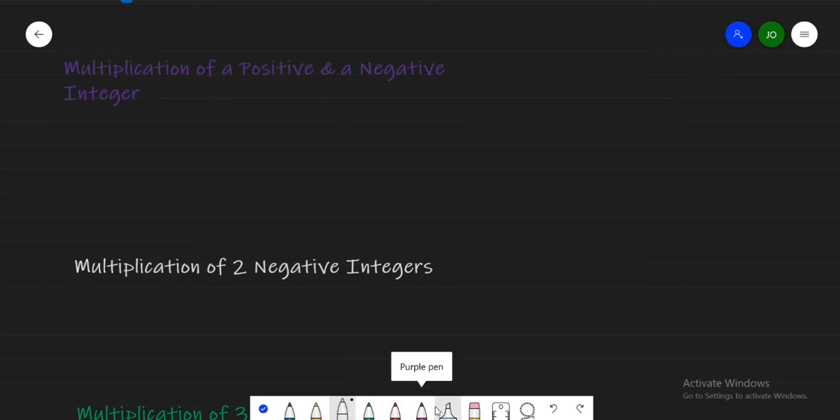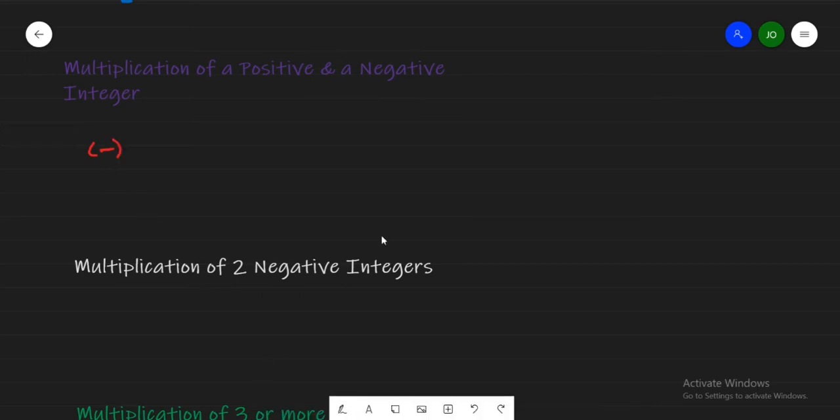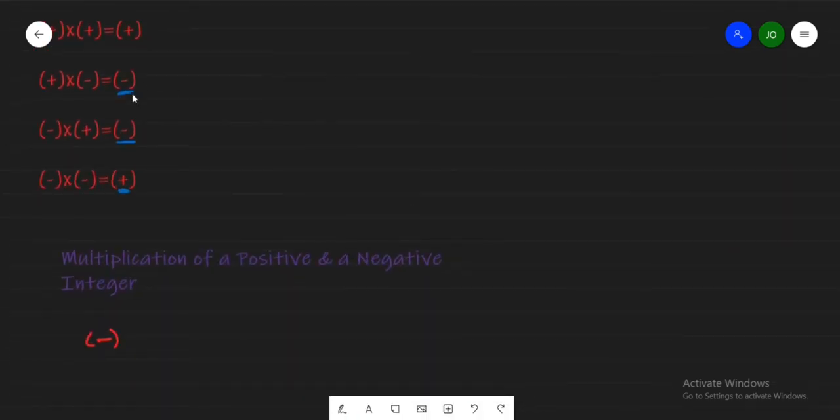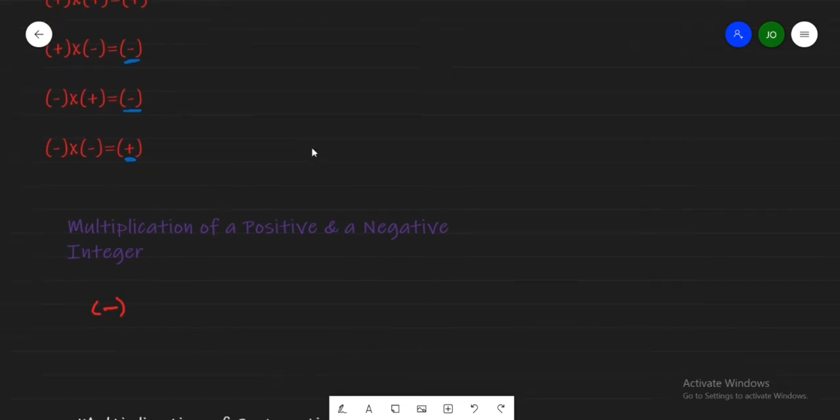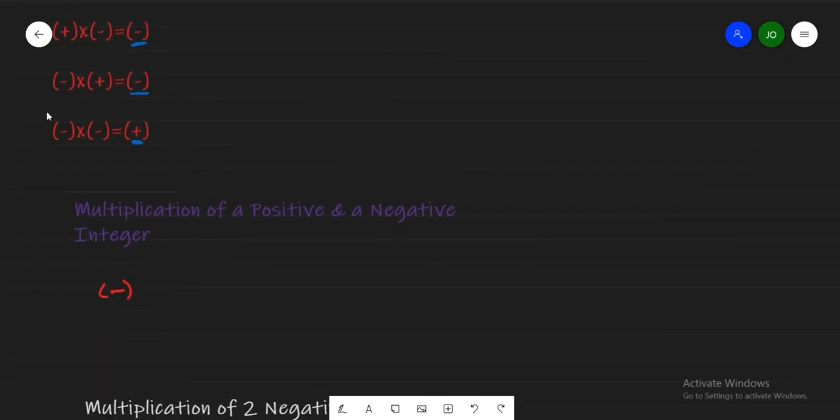When we multiply a positive and a negative integer, the result will be negative in nature. As discussed above, when we multiplied a positive integer to a negative integer, the result was negative. And the same happens when we multiply a negative integer to a positive integer. It is just reversed, nothing else is changed.